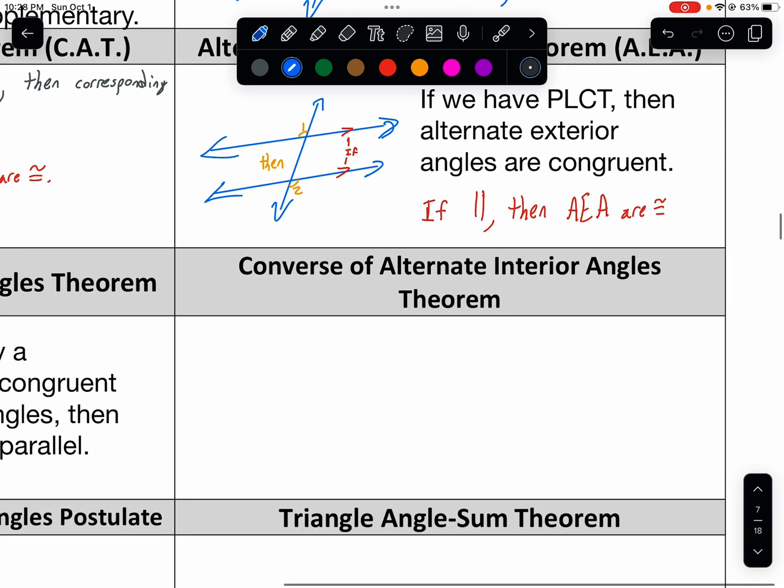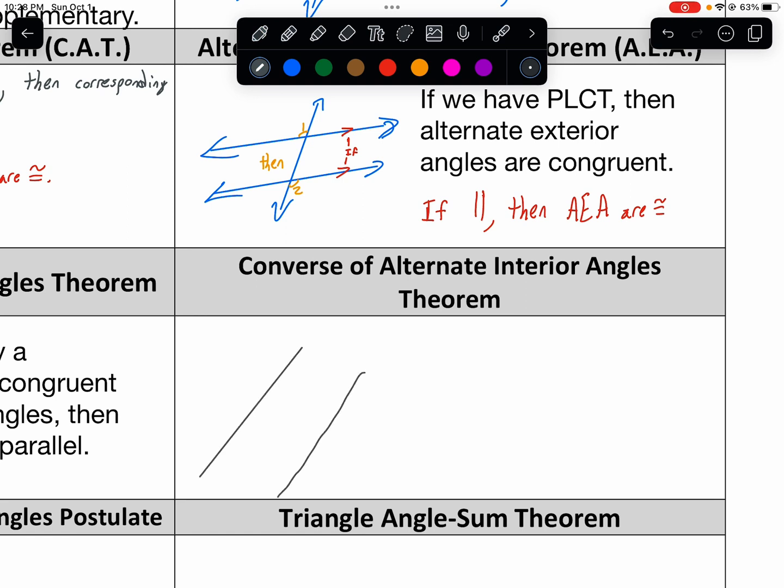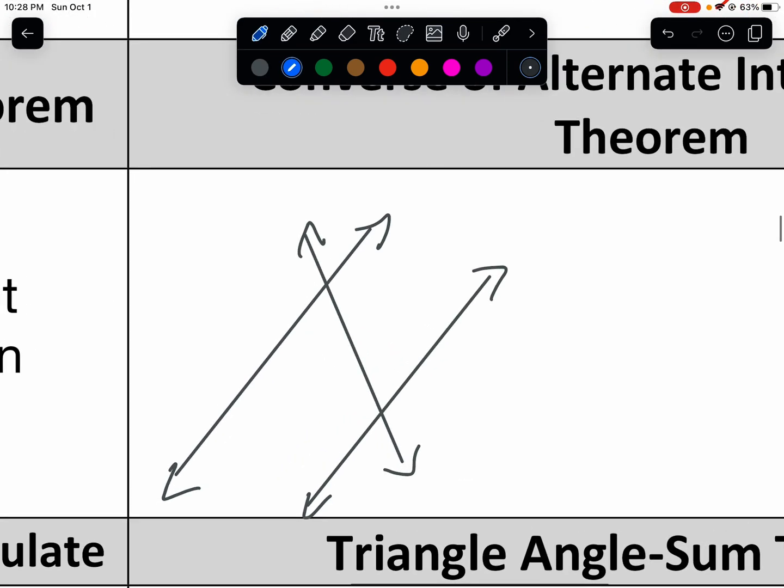All right, alternate interior angles. Let's go ahead and think about that. Draw some alternate interior angles here. Put some arrows there and cut that with a transversal right there. Alternate interior angles. So let's say this angle and this angle. If these are congruent, angle 1 is congruent to angle 2, then the lines are parallel. Now notice how this goes backwards. The if and the then have been switched. That's what a converse does.